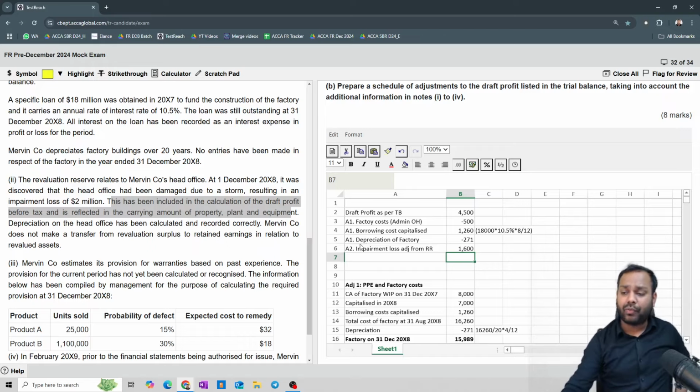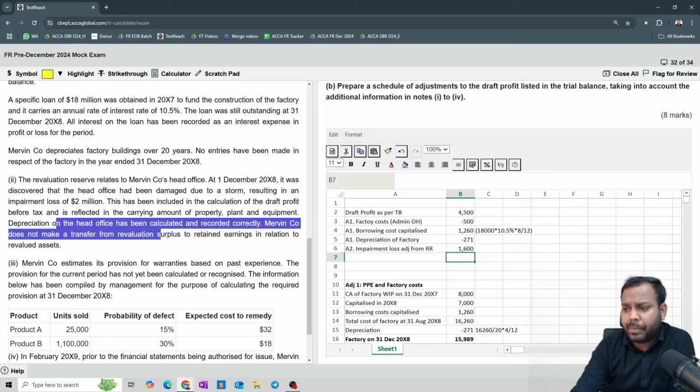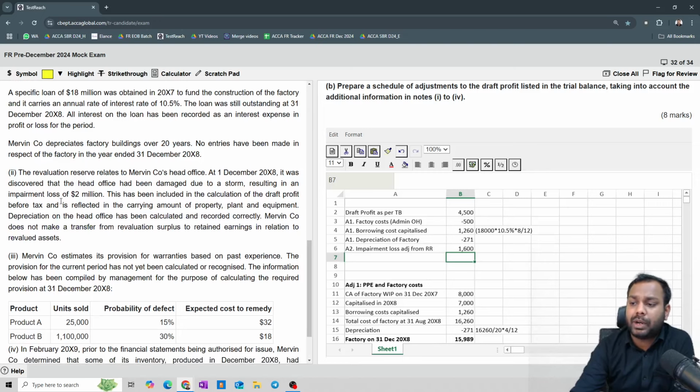Now further it says depreciation on the head office has been calculated and recorded correctly. Why is depreciation recorded correctly? Because the PPE balance was correct only. So depreciation is correct only. Mervyn company does not transfer from revaluation reserve to retained earnings, so there is no annual transfer that happens. So this is adjustment number 2.